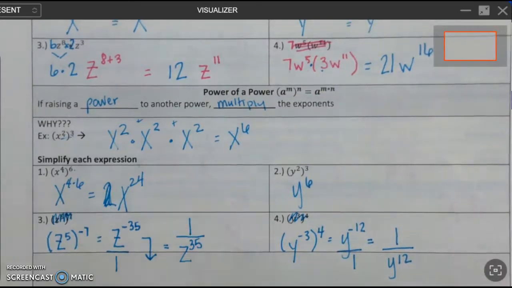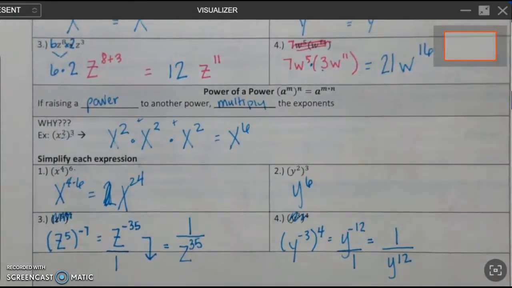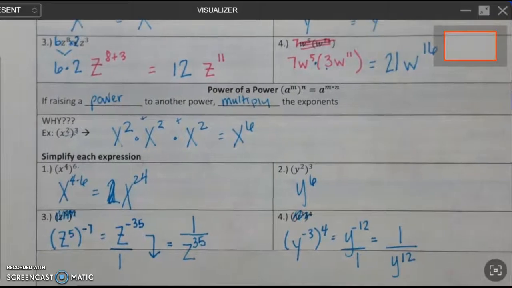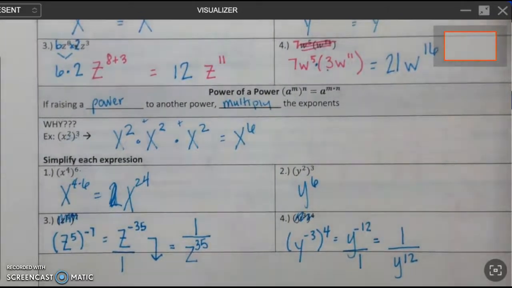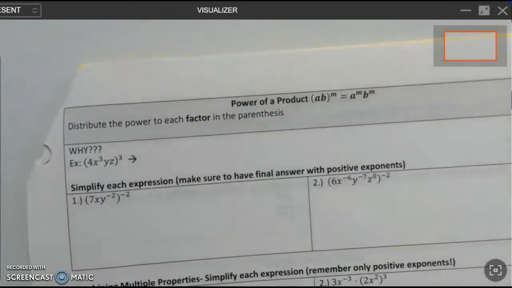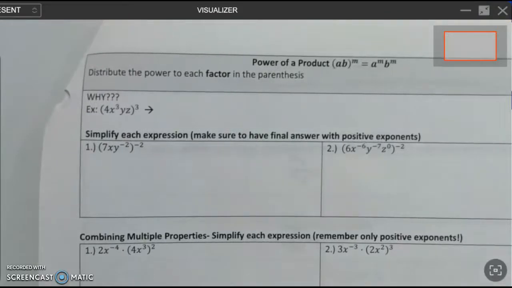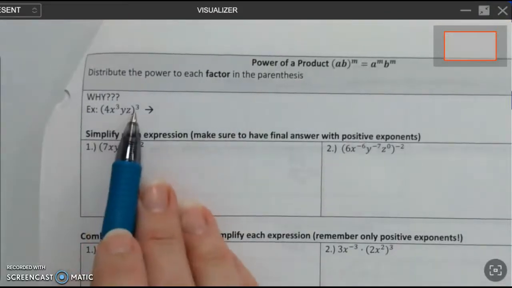Okay? The last little piece here is not a new piece of information. It's not a new property. It's just exactly what we were doing before. Let's add some numbers in, some coefficients, and see what happens. So on the next page, page 5, just gives us the chance to talk about what happens when there's multiple numbers inside the parentheses to that power of 3.